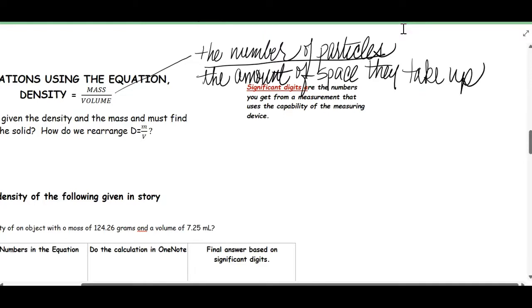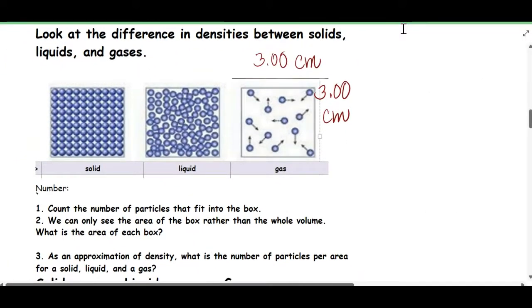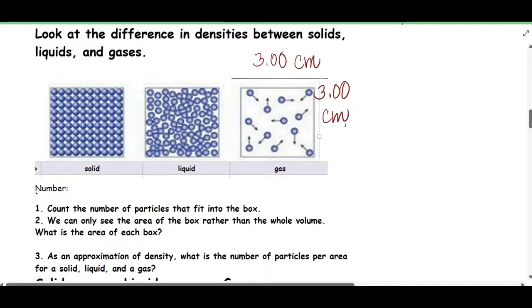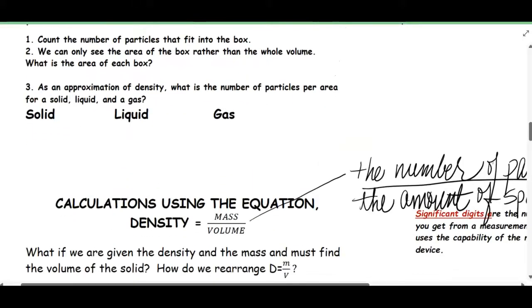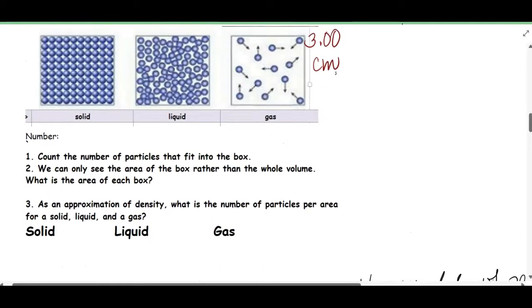So the number of particles, let's go up and look at some particles here. The densities between solids, liquids, and gases depend on how many particles there are in a given amount of space. Notice that the volume here is 3 by 3. All we can see is the number of particles in an area instead of a volume. You can see that the difference in density depends on the difference in the number of particles in a solid, a liquid, and a gas. So we're talking about the density of objects in general, whether it's a solid, a liquid, or a gas.